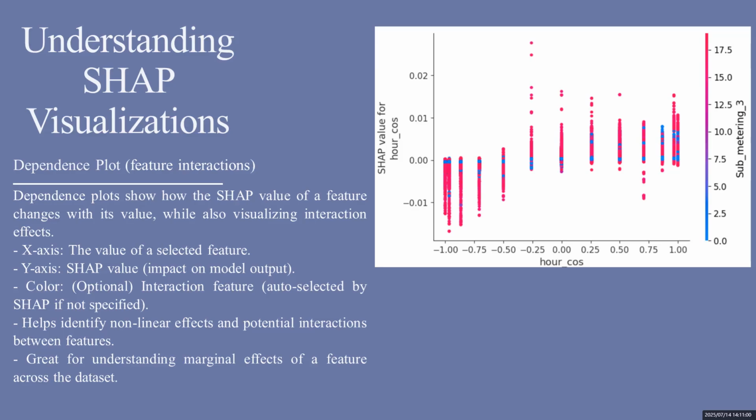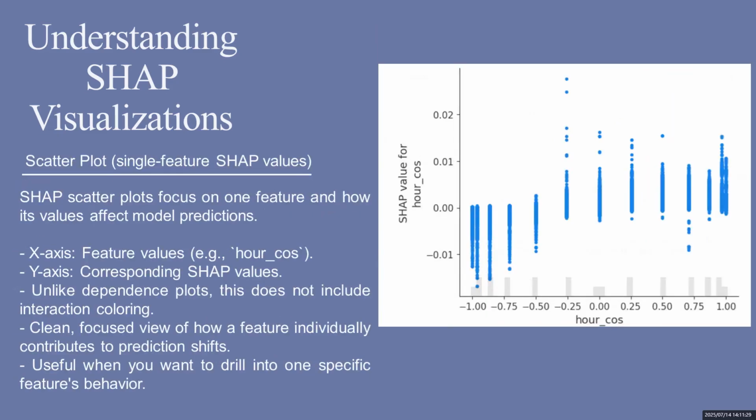So there is not much interaction between hour cosine and submetering. The impact of the interaction is not too great, because most of the points show that the interaction between these two features is not too great. So there are fewer interactions between these two features. This is also a SHAP plot like the previous one.